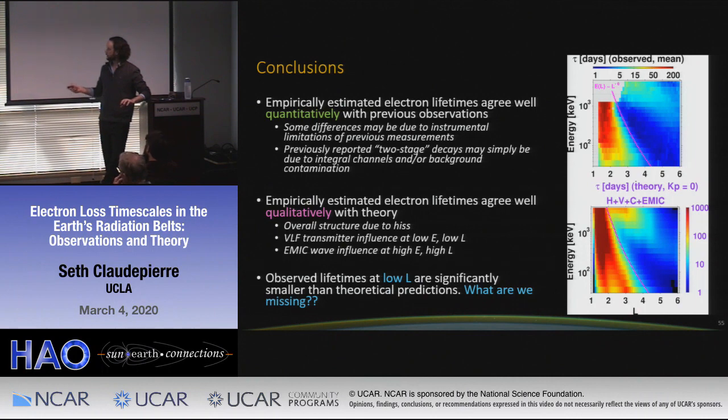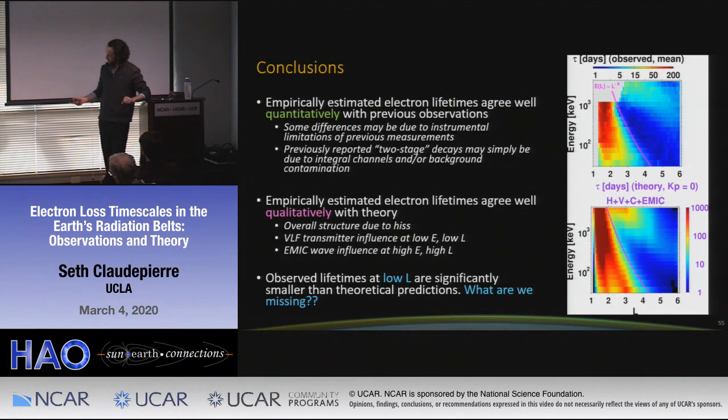At least the gross morphology, I think, is reproduced by the scattering processes that we know are important, or we think are important, in the radiation belt. The overall structure is due to the hiss wave scattering, the influence of the VLF transmitter waves at low energy and low L, and the EMIC wave influence at high energy and high L. But again, emphasizing that these are 2 vastly different color scales here.